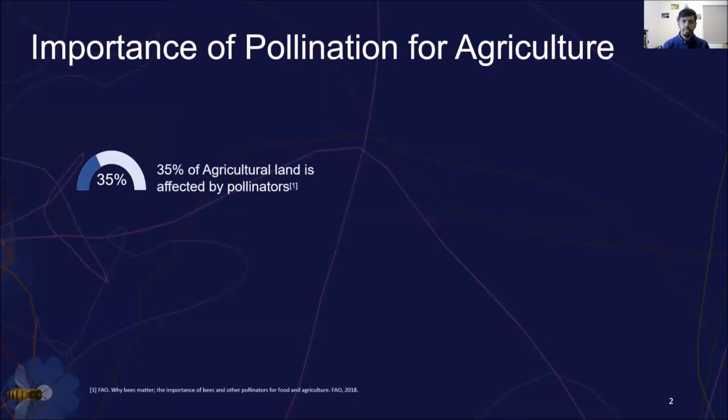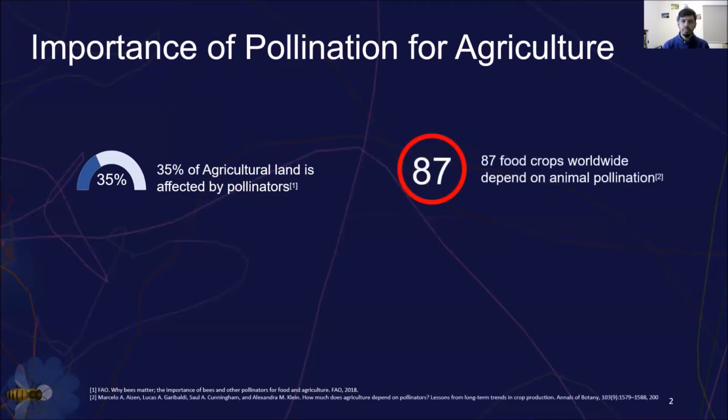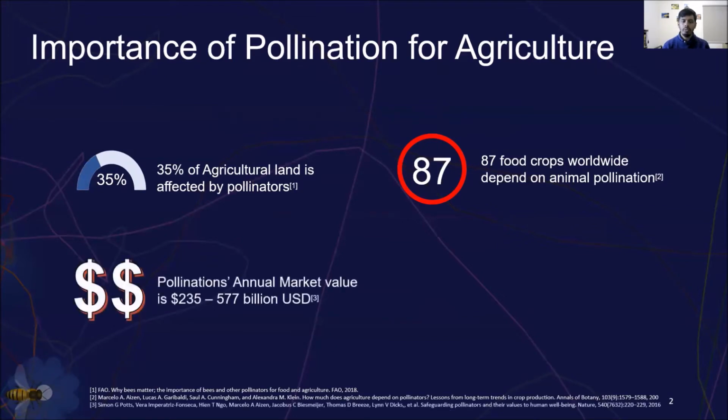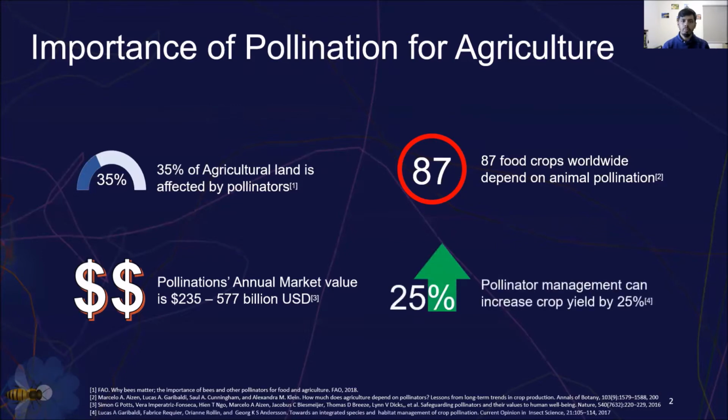Globally, pollinators affect 35% of the agricultural land and play a key role in food production. They help to pollinate over 87 food crops, including berries and apple. The annual market value of pollination is estimated to be between 235 to 577 billion US dollars. In most instances, the crop yield is directly correlated with the pollinator population size. Research estimates that proper pollination management can increase the crop yield by a further 25%. This will contribute immensely to ensure global food security.